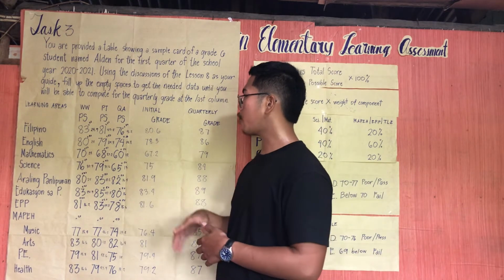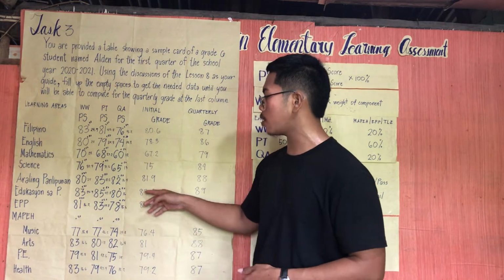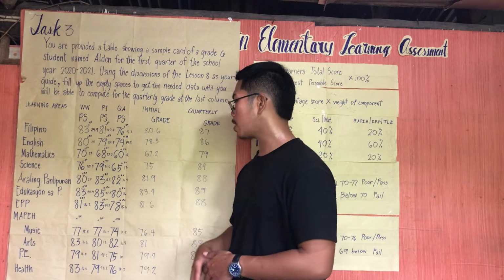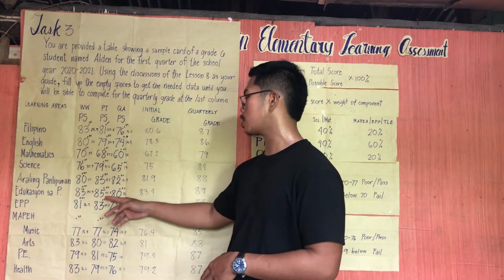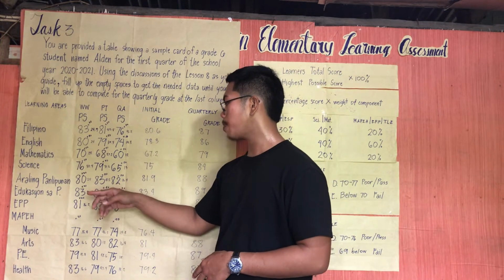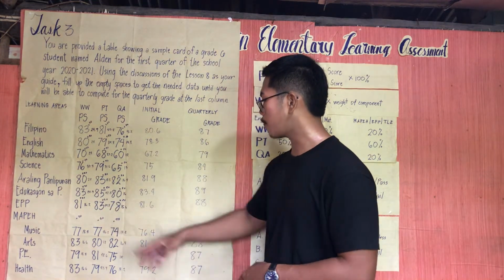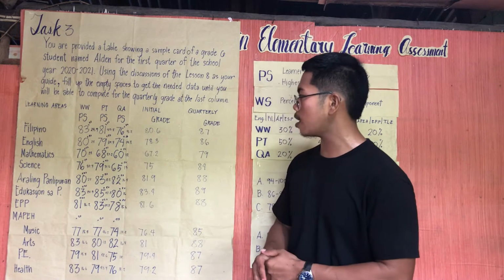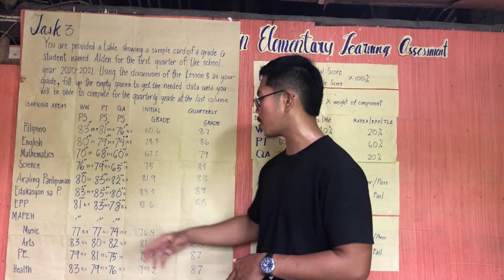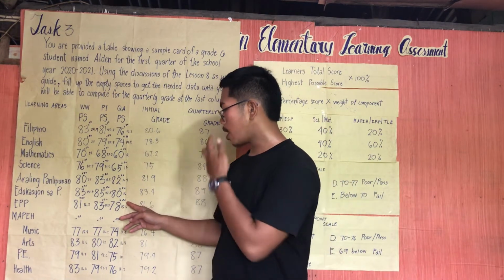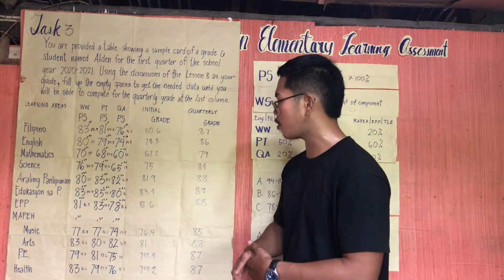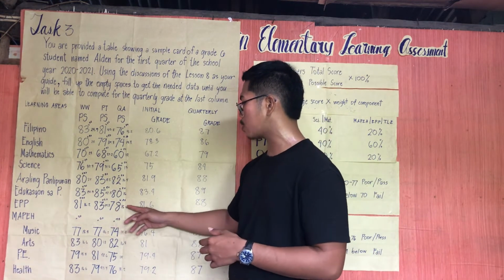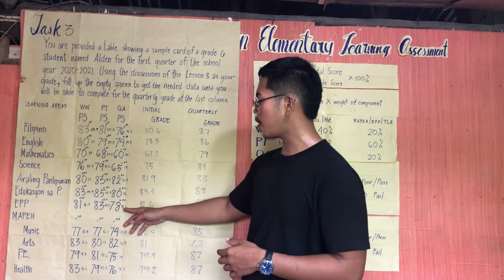And for the performance task, the given percentage score is 83, and we multiply it by 60 because it is the corresponding weight of component of the subject, EPP. And we came out the answer 49.8. Also, for the quarterly assessment, the given percentage score is 78, and we multiplied it by 20 because it is the corresponding weight of component of EPP, and we came out with the answer 15.6.